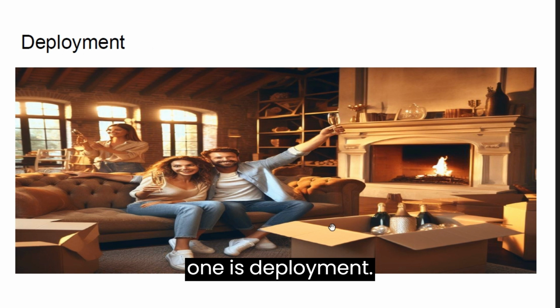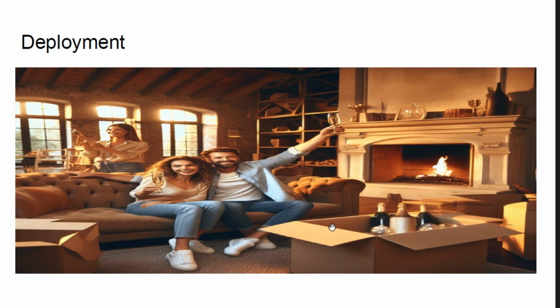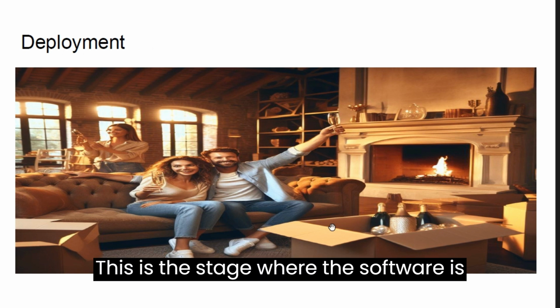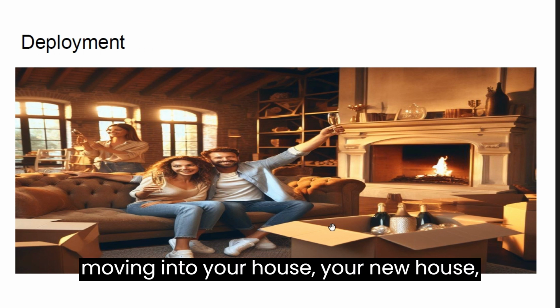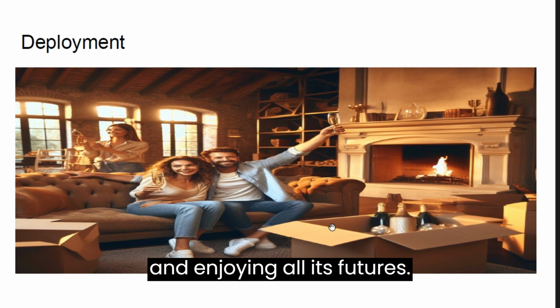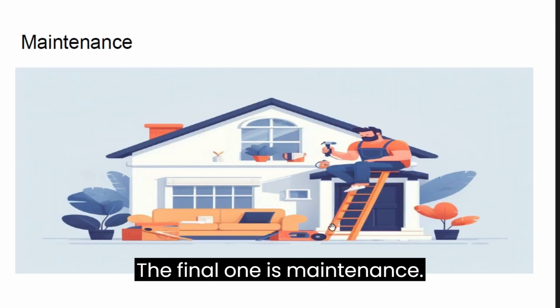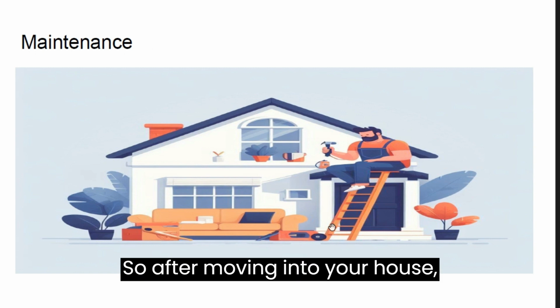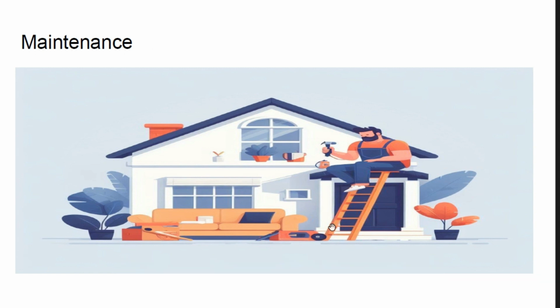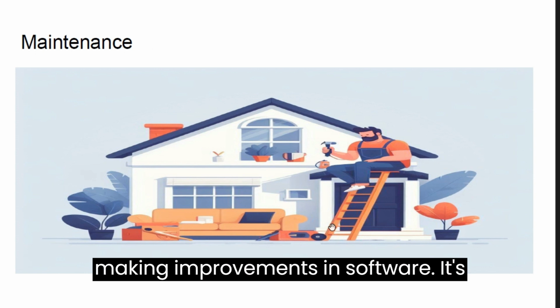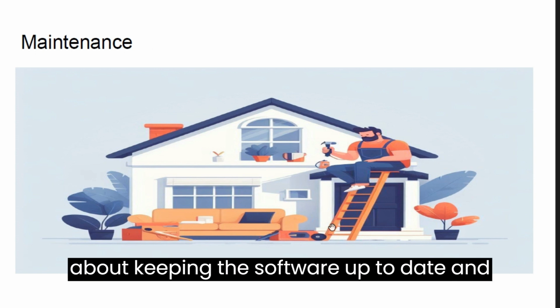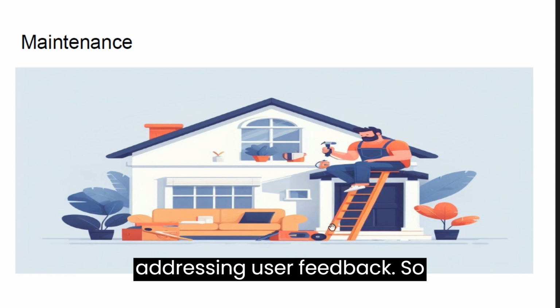The next one is deployment. This is the stage where the software is released to users. It's like finally moving into your new house and enjoying all its features. The final one is maintenance. After moving into your house, you maintain it by fixing issues and making improvements. In software, it's about keeping the software up to date and addressing user feedback.